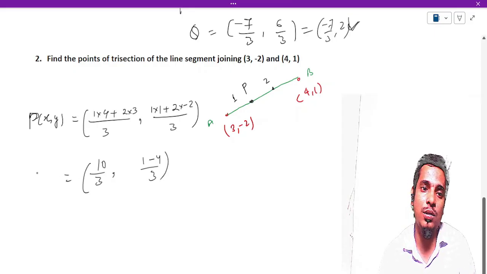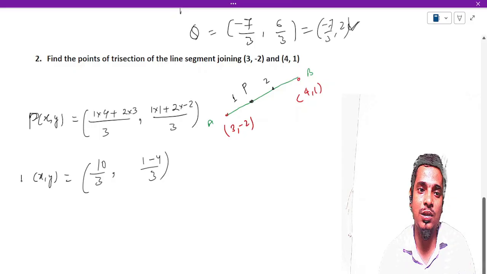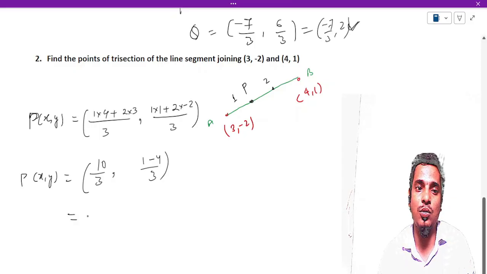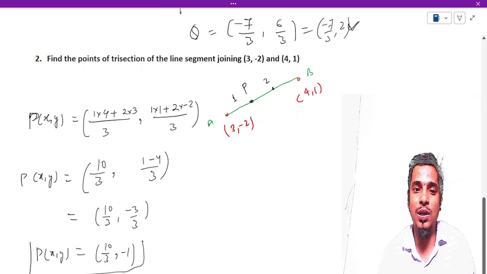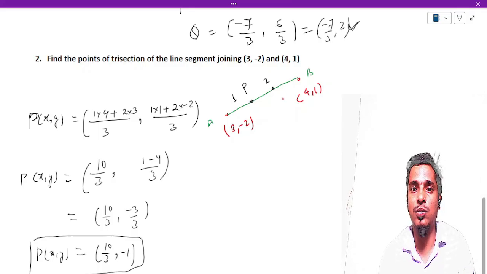So over here, this is x comma y, right? Once we simplify this, we'll get 10 by 3 comma minus 3 by 3, which is equal to 10 by 3 comma minus 1, which is the coordinate of point P. Now we need to find the other coordinate, of point Q.